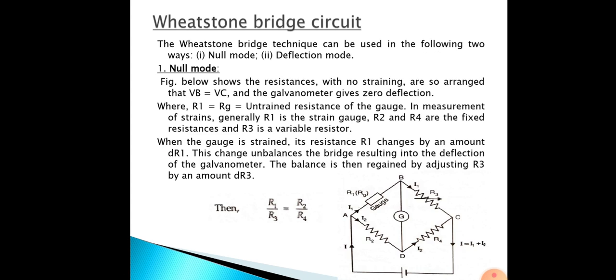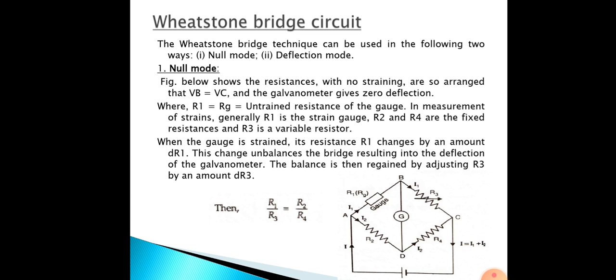Okay, the next one is the Wheatstone bridge circuit. This Wheatstone bridge circuit technique can be used in the following ways. One is null mode and another one is deflection mode. Here in the diagram we will be seeing the null mode. The resistances with no strain are so arranged that VB will be equal to VC. Then here the galvanometer gives zero deflection. When VB equals VC, the galvanometer will be showing zero deflection.